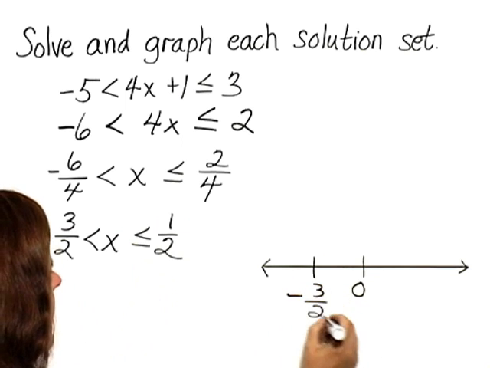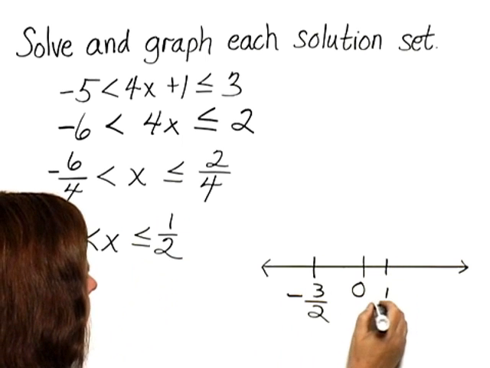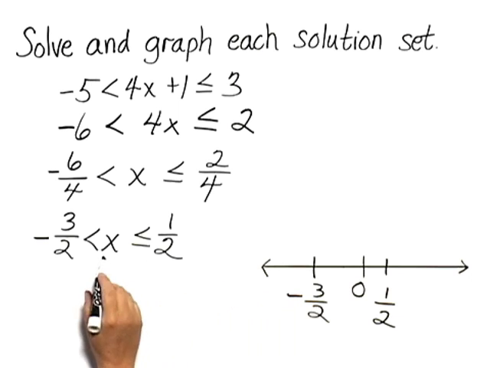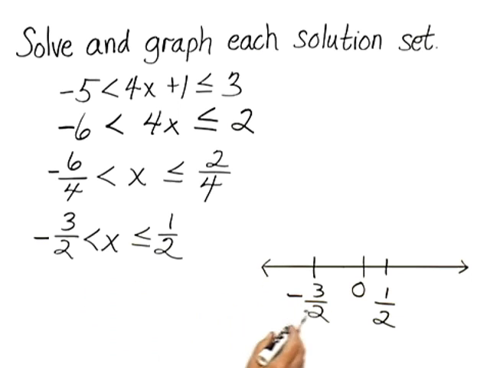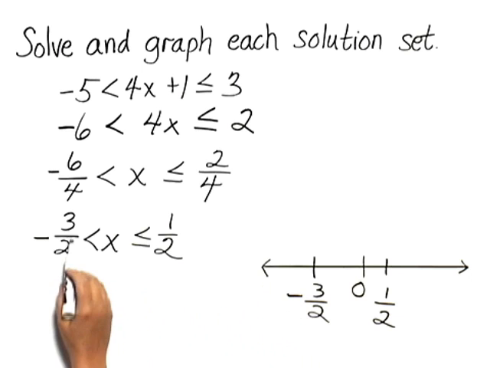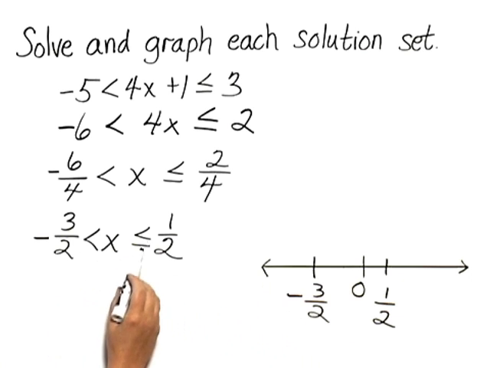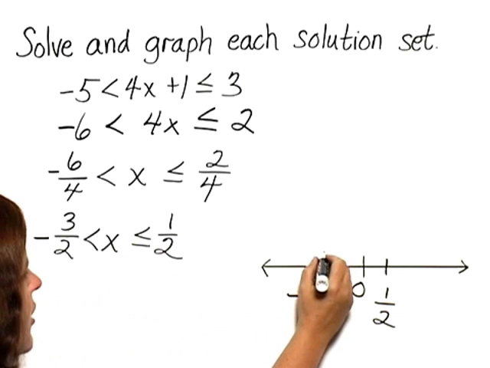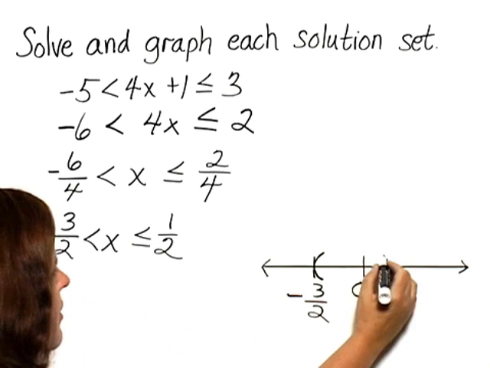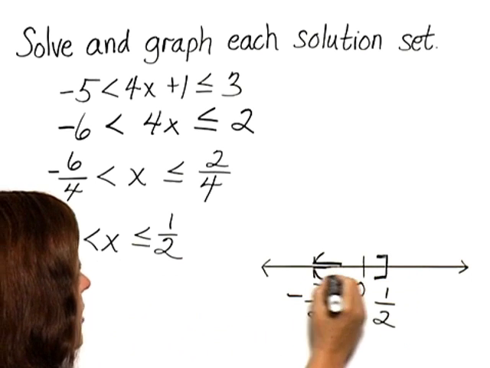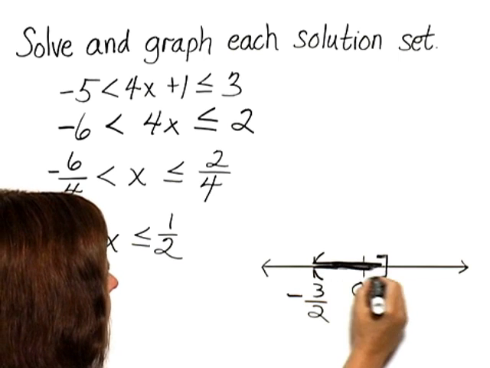3/2 and 1 for 1/2, and then shading in the numbers between these two numbers, not including negative 3/2 because the symbol is less than, but including 1/2 because the symbol is less than or equal to. So I use a parenthesis here, a bracket at the 1/2, and I shade in the numbers between them.